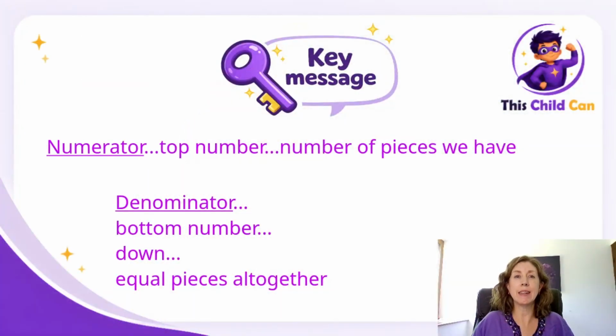The key message is to link the word numerator with top number and number of pieces we have. Then link denominator with the words down and bottom number and explain that this tells us how many equal pieces we have altogether. In this video, we've seen that for younger children, it helps to build the meaning before introducing long words. Start with top number and bottom number, learn what they do, and only then add the proper vocabulary.